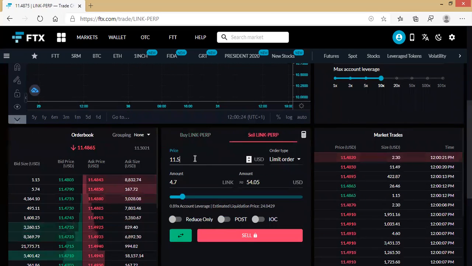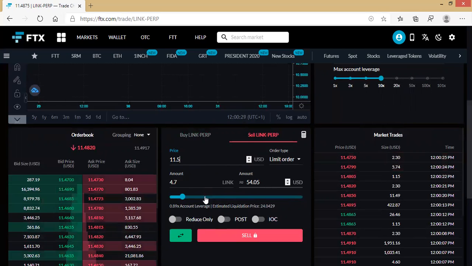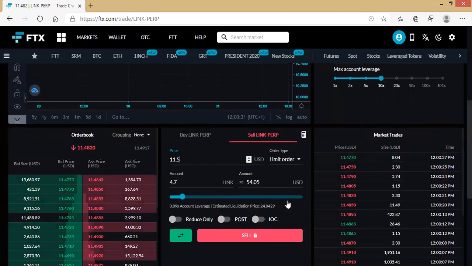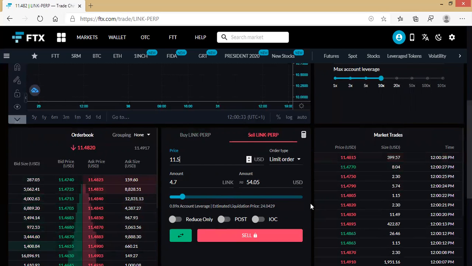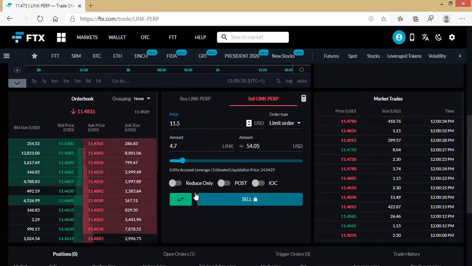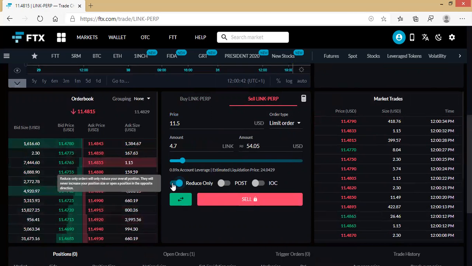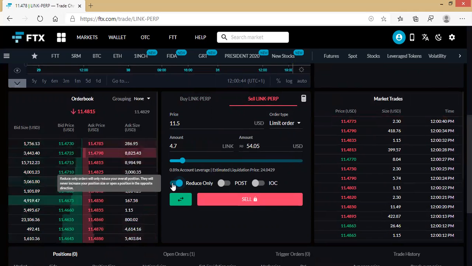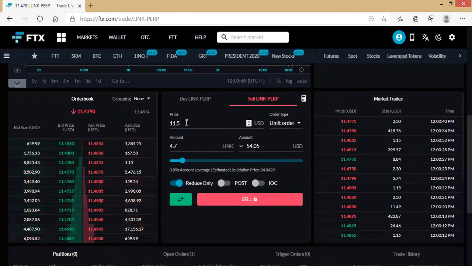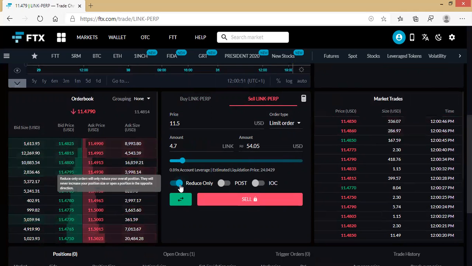11.5. And then what amount am I using? I still put that equivalence that I bought here, or alternatively I could just drag this to the extreme. And please, when you are using this method, ensure you come here and click on reduce only. Please, it's very, very necessary to do that, because if you don't do it, when the market eventually gets to this your sell, it will open another position for you.